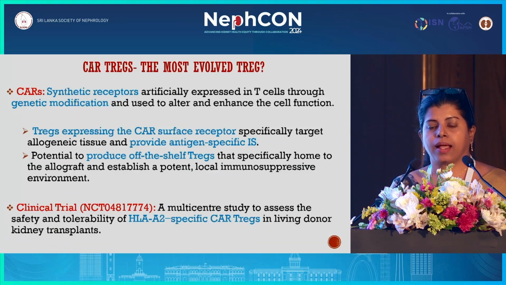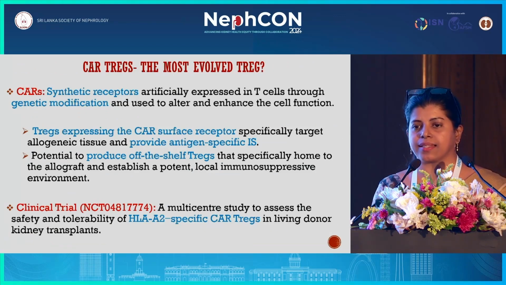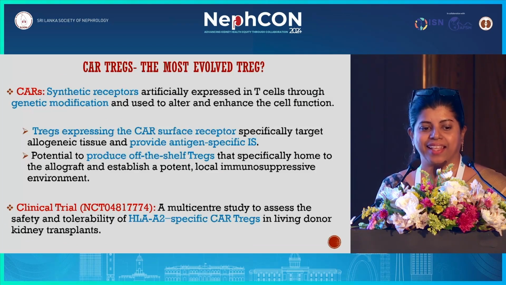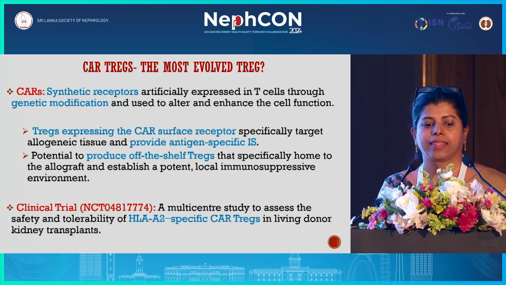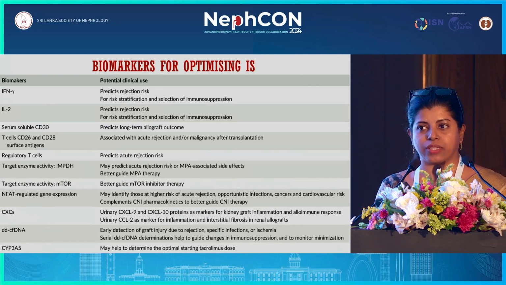Chimeric antigen receptor Tregs, these are the most evolved of Tregs. CARs are synthetic receptors that are artificially expressed in T cells and genetically modified. They can be used to target allogeneic tissue and provide antigen-specific immunosuppression locally. Again, there are clinical trials going on in this regard.